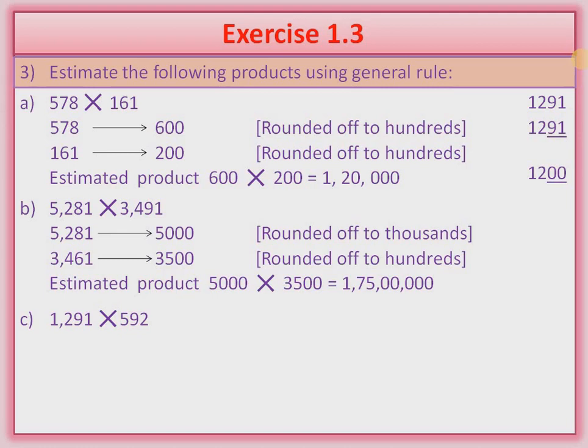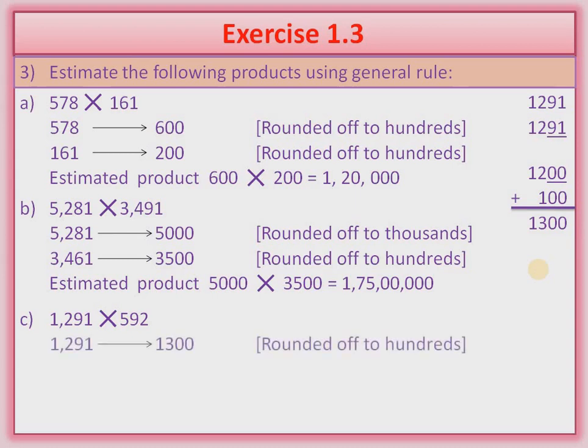Understood? And after that we will check the estimated value of 91. Tell me, what is its estimated value, beta? The estimated value of 91 is 100. So we will add 1200 plus 100. What is the answer? The answer is 1300. 1291 rounded off to 100 is equal to 1300. It means 1300.